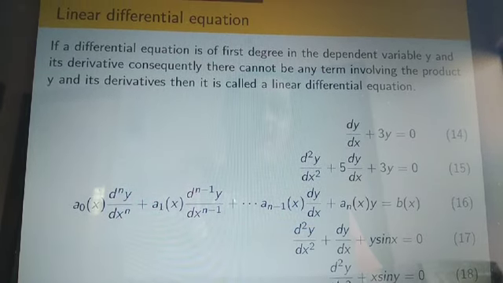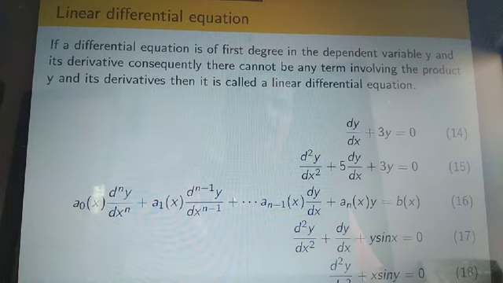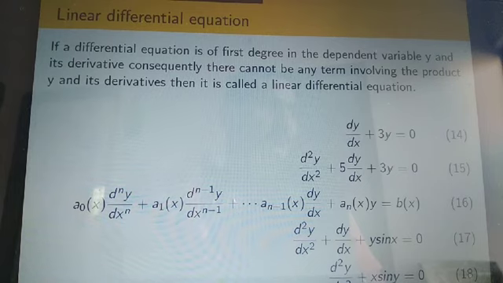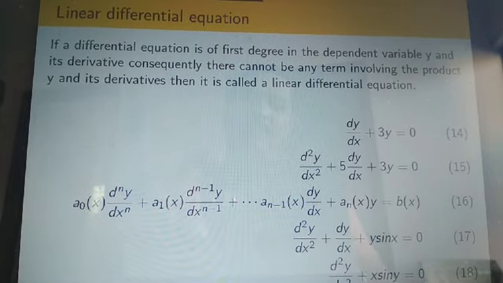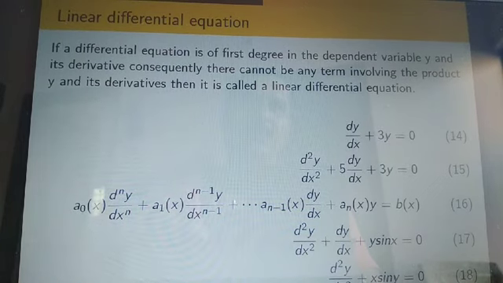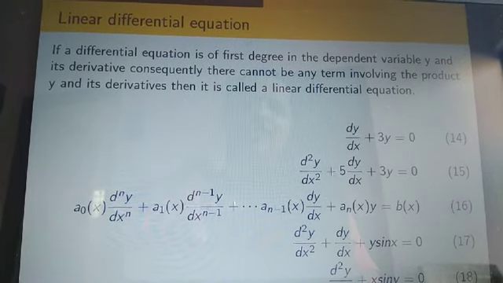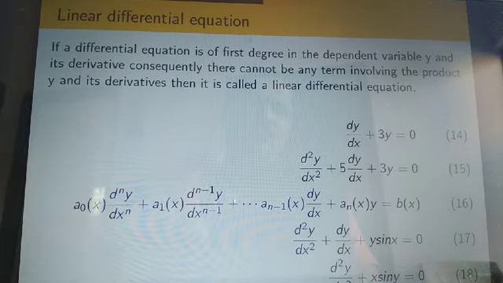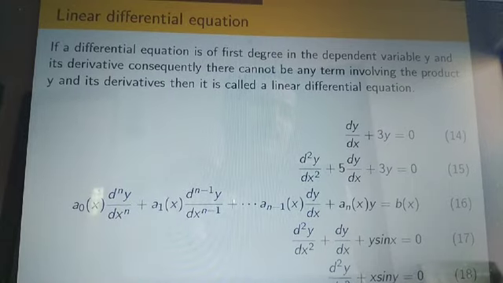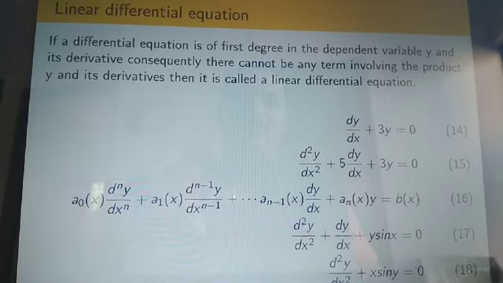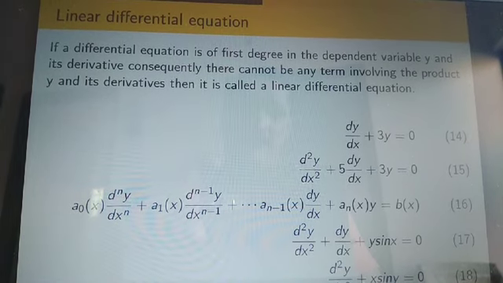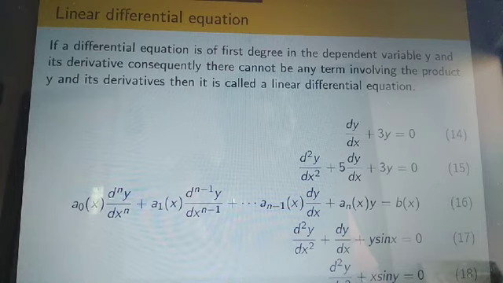This is the most vital one. To solve a differential equation, we have to know whether this differential equation is linear or not. Because a linear ordinary differential equation is solvable, but nonlinear differential equations are not all solvable. So to know the procedure by which the differential equation is going to be solved, the linearity concept is very vital. So what do we mean by a linear differential equation?